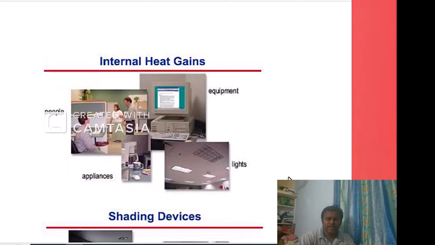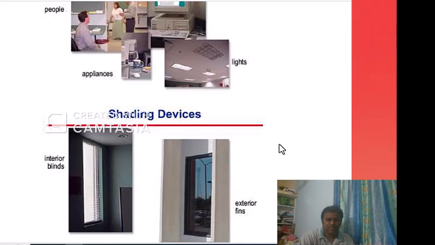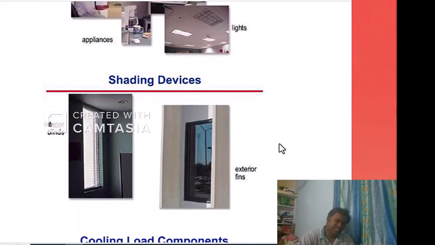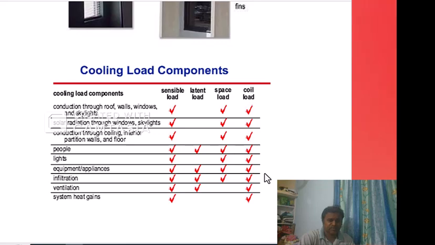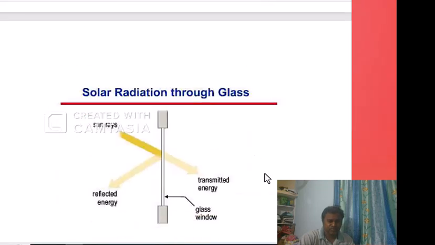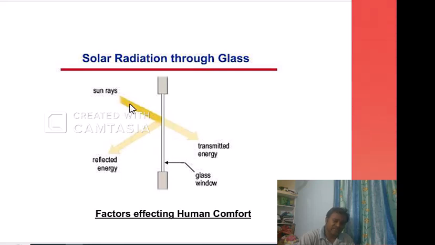Internal heat gains, as I have already told you, are people, appliances, lights and equipment. I have already explained that clearly. And what are the shading devices? The shading devices are interior blinds to protect against the sun rays coming inside the room, and external films. These films restrict the radiation. You can have a broad look at this small table. See how the sunlight or sun rays reflect some part of the energy and some part of the energy is transferred.